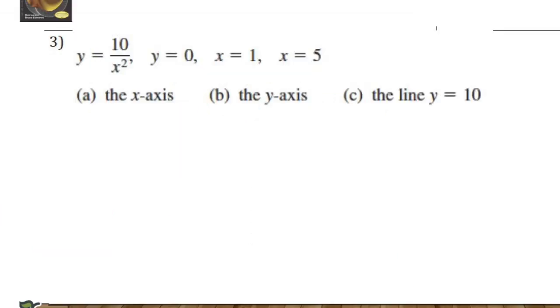All right, so number 3, as you can see, is actually asking you to find 3 different answers. I want you to hit pause, work these problems out, and then check your answer.